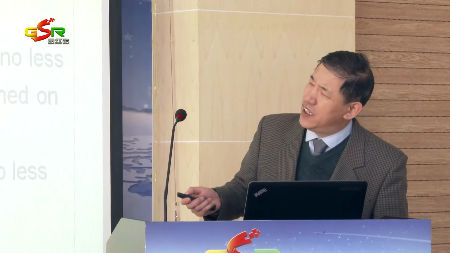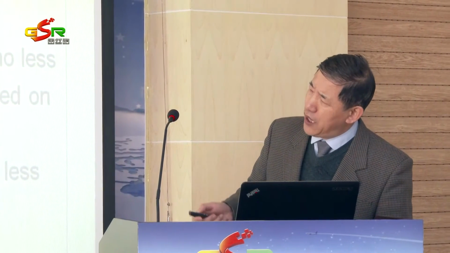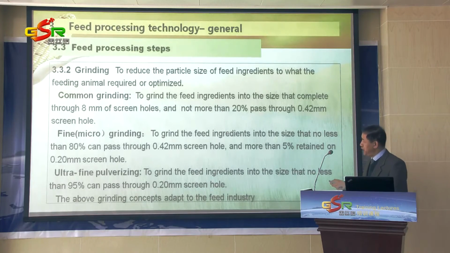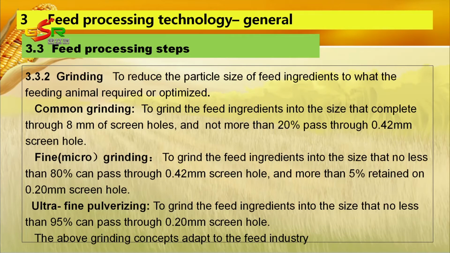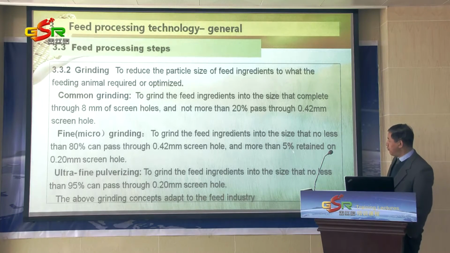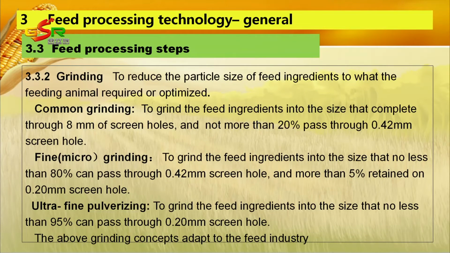And the next kind of grinding is fine or micro grinding. It is to grind the feed ingredients into a size that no less than 80% passes through 0.42 millimeter screen holes and more than 5% is retained on 0.2 millimeter screen holes. This is fine grinding, usually for aqua feed, for fish feed processing.